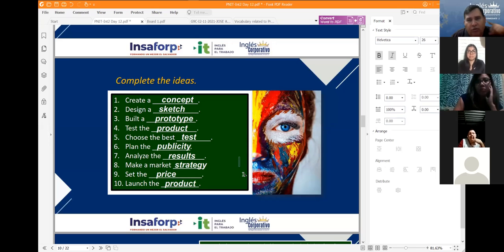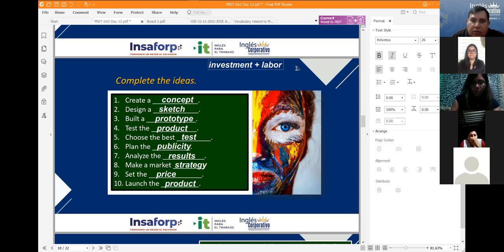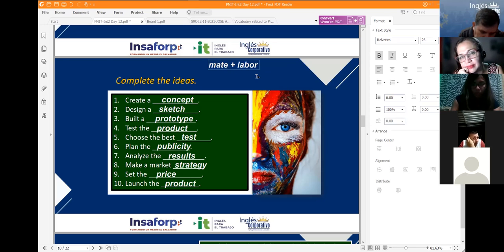The price is composed by several things. Cost is equal to the investment plus labor. The investment includes material, so it includes the material and the labor. That would be the cost, plus the margin, the contribution or the profit.